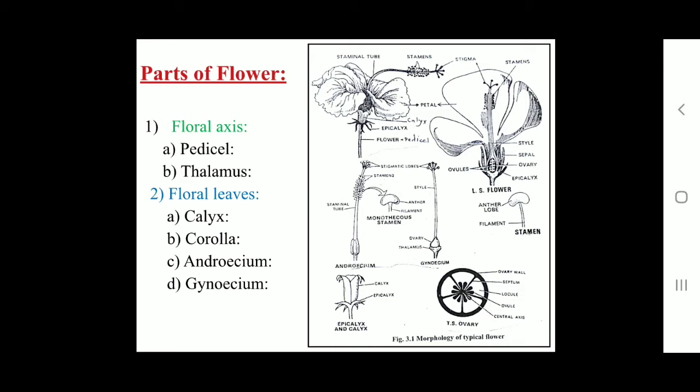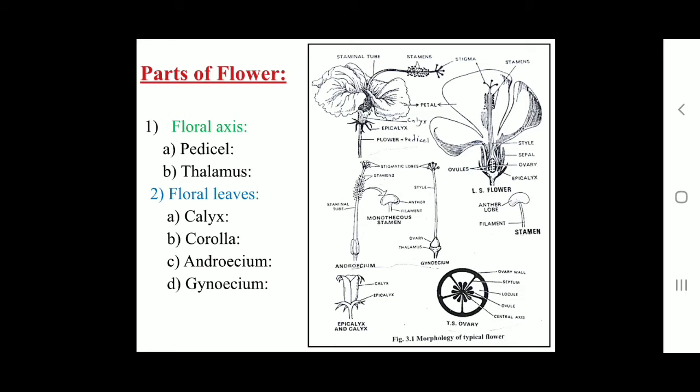A typical flower shows two main parts, that is floral axis and floral leaves. So first we see the floral axis, which consists of pedicel and thalamus. First in the floral axis, that is the pedicel. It is the basal part of the axis which is without floral leaves. It may be long or short.